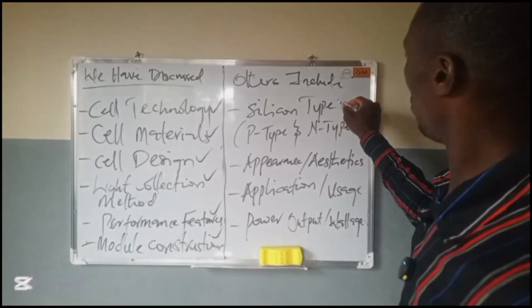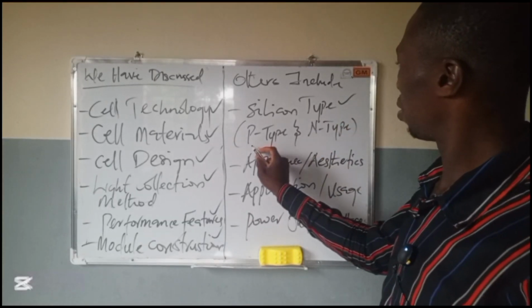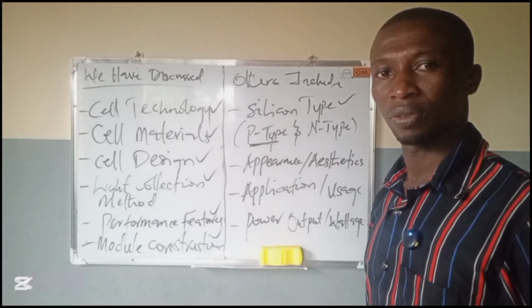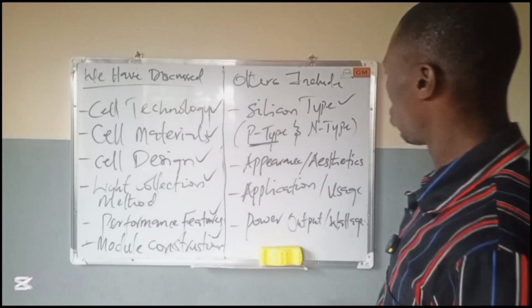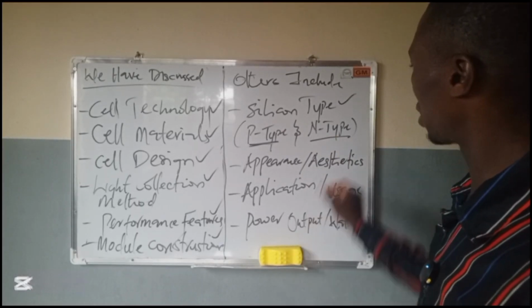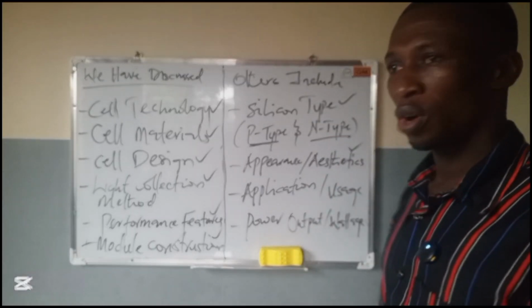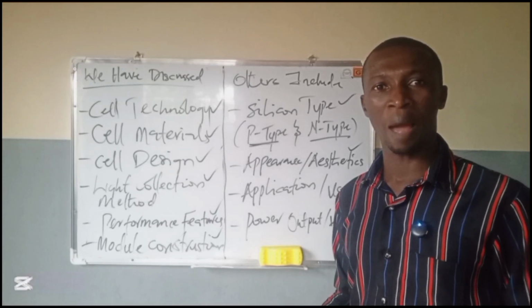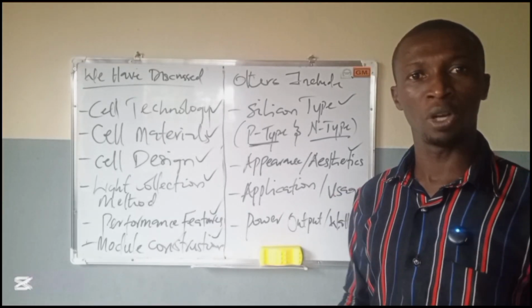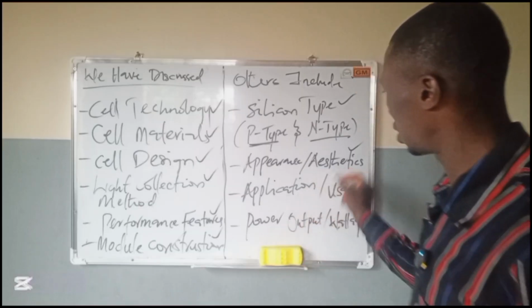Now, based on silicon type, in the past we usually had the P-type silicon used in solar panels, but modern solar panels are usually N-type. Now, in terms of aesthetics and appearance, we have solar panels that appear dark, and those that appear blue, usually the polycrystalline. That is aesthetic.